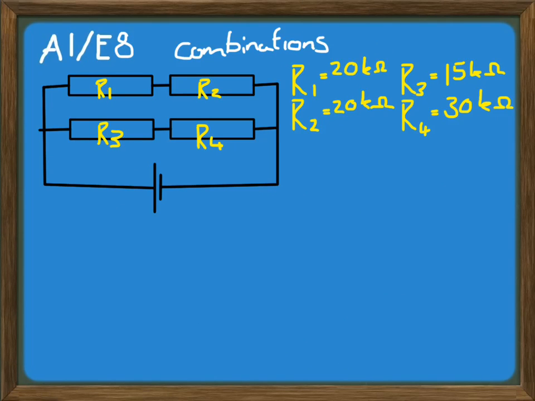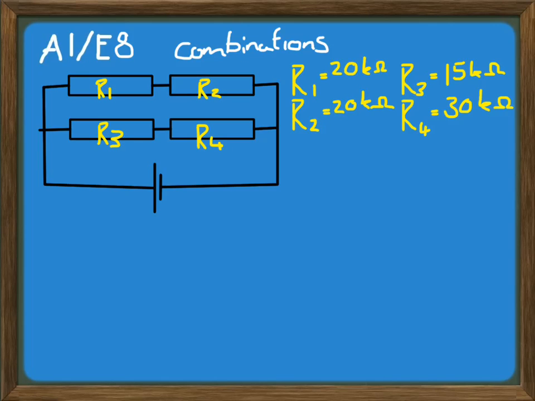Now let's look at a combination. In this circuit, we have 4 resistors. It does take practice to identify how we're going to calculate the resistance of the entire circuit, because you can come up with different combinations. However, this is a common combination.